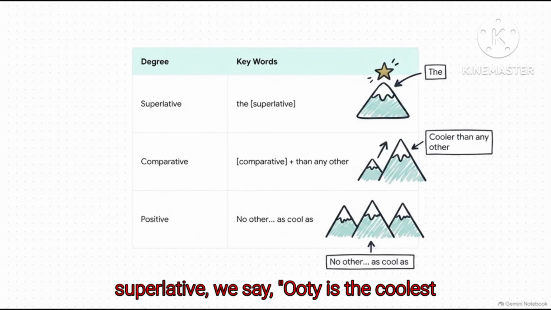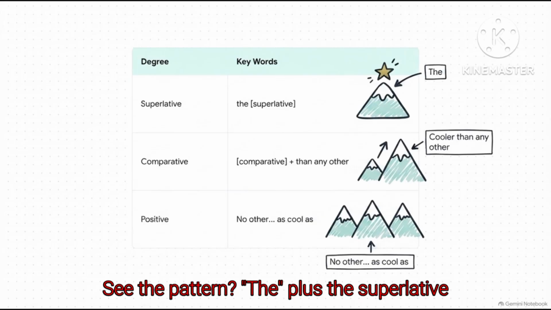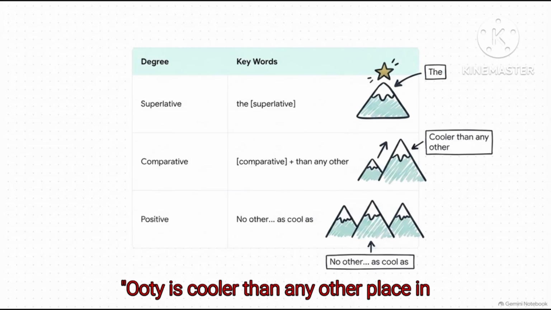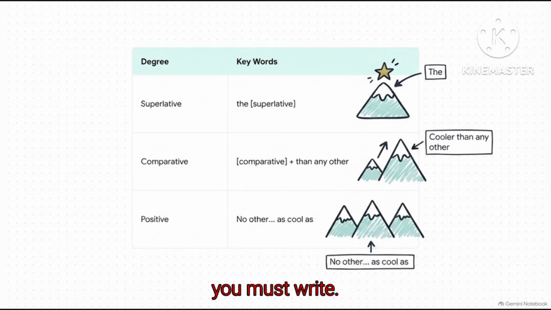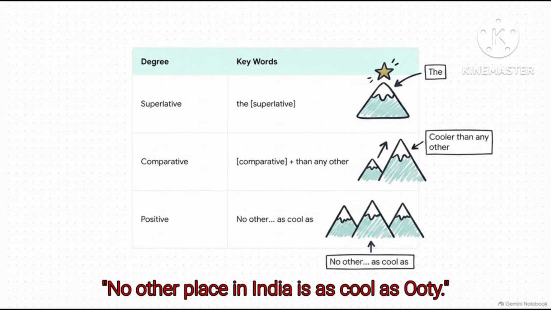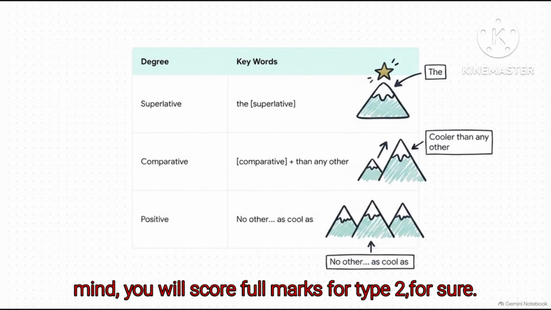For superlative, we say, Ooty is the coolest place in India. See the pattern? The plus the superlative word. To make it comparative, it becomes, Ooty is cooler than any other place in India. Than any other is the magic phrase you must write. And for positive, we start with no other. No other place in India is as cool as Ooty. If you just fix these 3 patterns in your mind, you will score full marks for Type 2, for sure.